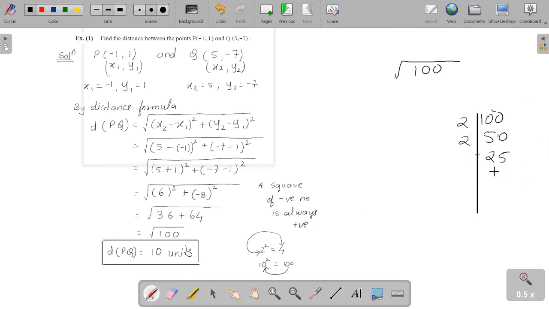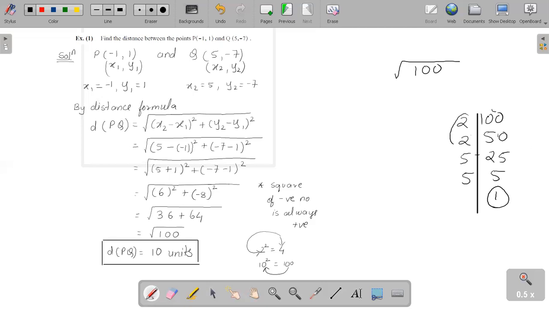Next, you see 25 is not divisible by 2 and the only possible number is 5. So here I have 5, 5s are 25. And last is 5 here. So 5 you can only divide by 5. So you have 5 ones are 5. So when you have 1 here, you stop.